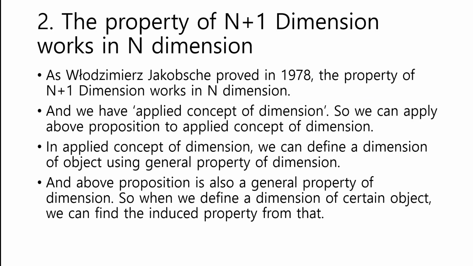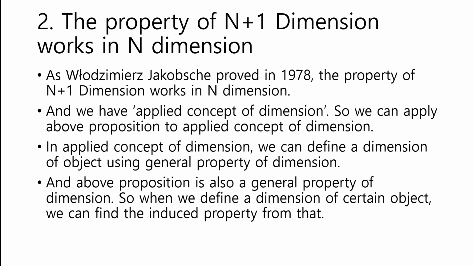Two. The property of n plus 1 dimension works in n dimension. As Wozniak Jacobs proved in 1978, the property of n plus 1 dimension works in n dimension. And we have applied the concept of dimension, so we can apply our proposition to the applied concept of dimension.